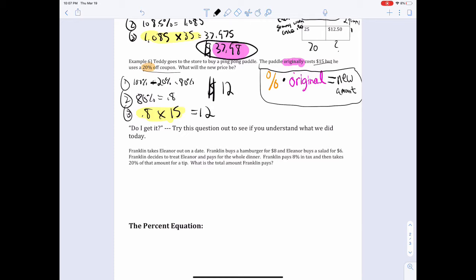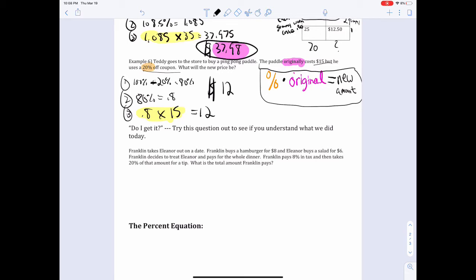Okay, so Franklin takes Eleanor out on a date. Franklin buys a hamburger for $8 and Eleanor buys a salad for $6. Franklin decides to treat Eleanor and pays for the whole dinner. Franklin also pays 8% in tax and then takes 20% of that amount for a tip. What is the total amount Franklin pays?